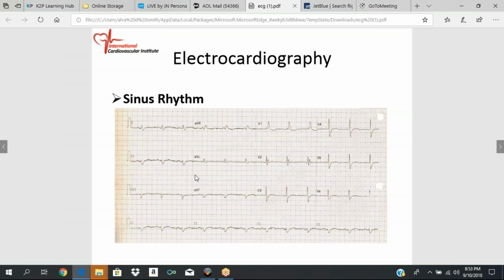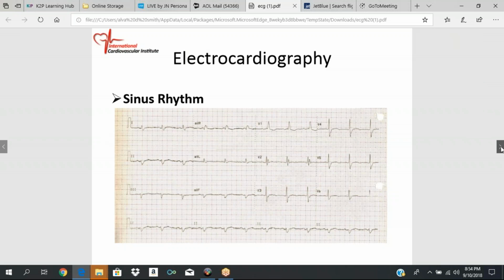All right, so this is sinus rhythm. Upright P waves in leads 2, lead 3, and AVF. Each P wave is followed by a QRS, and if you look at the rate, 1, 2, 3, 4, so it's 4 big blocks. So the rate is 300 divided by 4, which is 75. Okay, so it's sinus rhythm. It means that the impulse originates in the sinoatrial node.